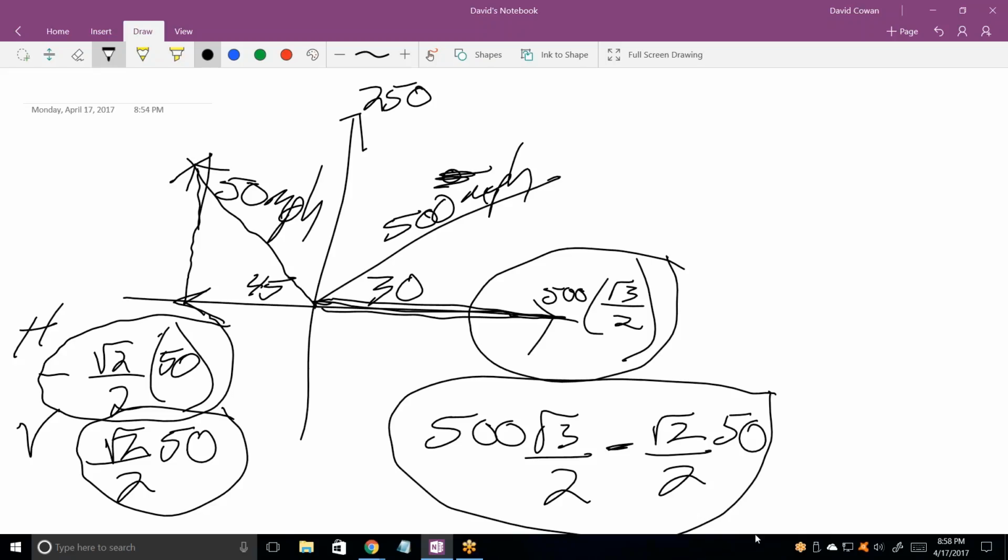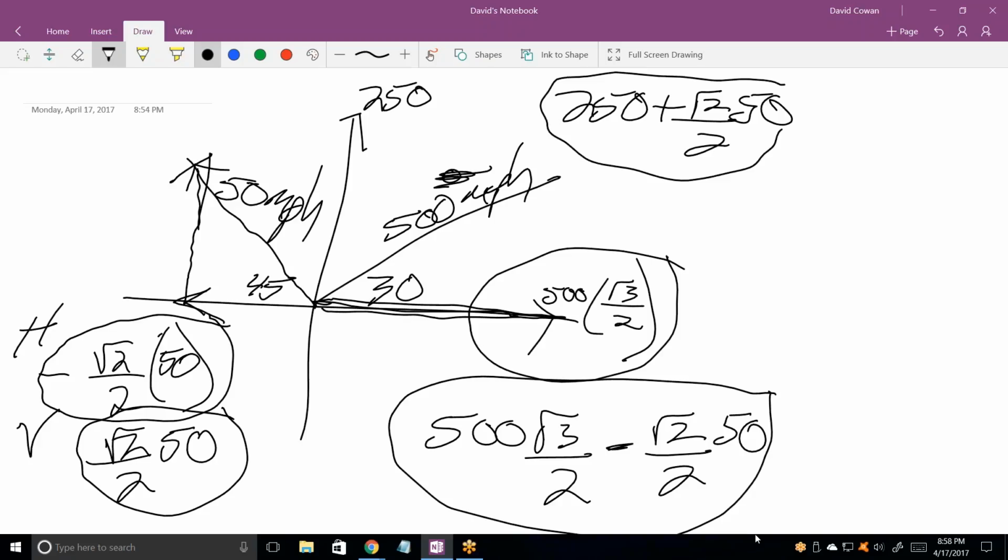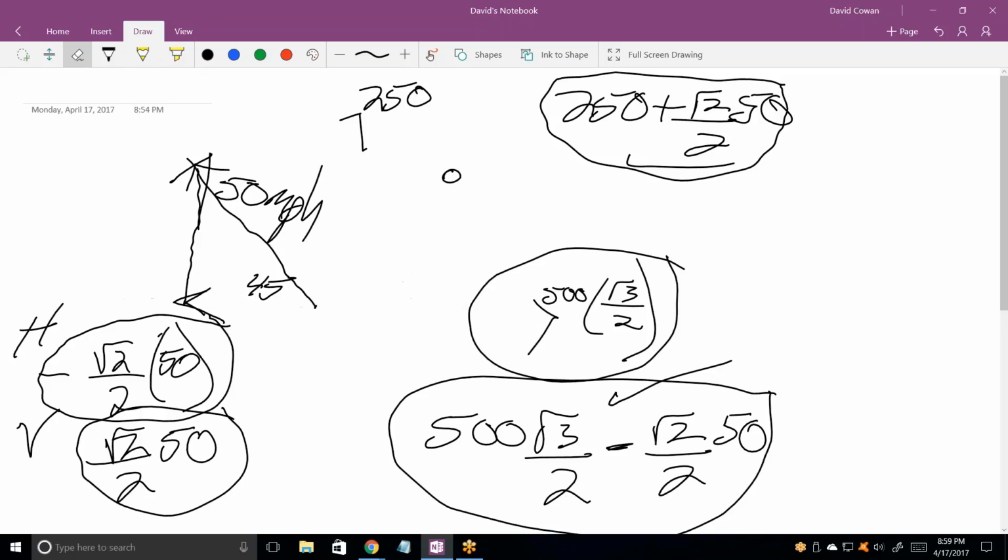Okay. Now, what's the net vertical speed of the airplane? Well, we got 250 plus root 2 over 2 times 50. And it's plus because the wind is helping us in a vertical direction. It's going in the same vertical direction that our airplane is. Up. And now that we have the vertical component, that's the speed the airplane's actually going relative to the ground. And this is the speed it's going horizontally relative to the ground. So now we can draw a new picture and figure out exactly where the airplane's going.